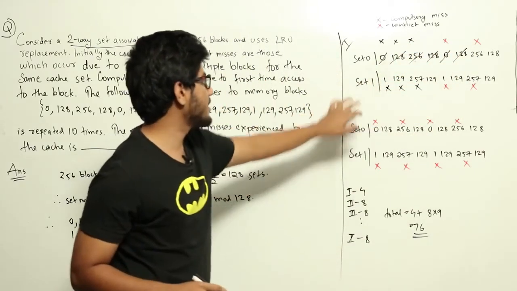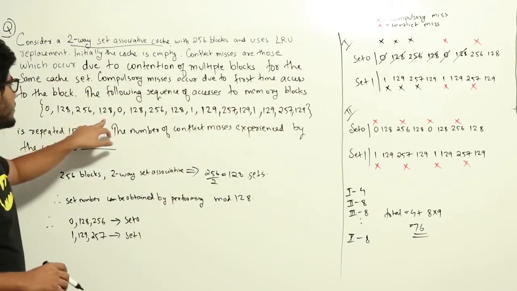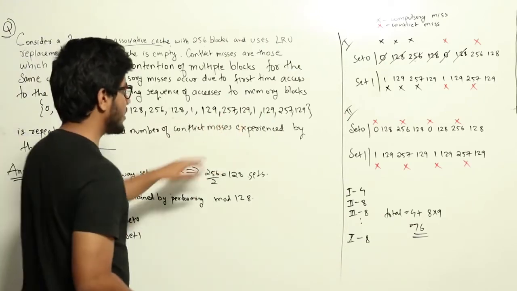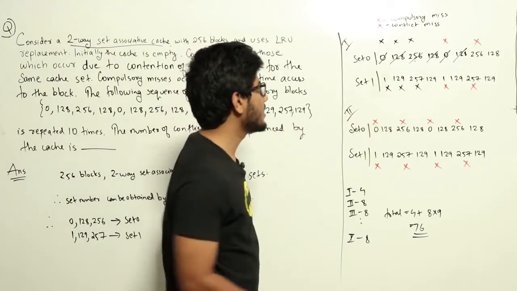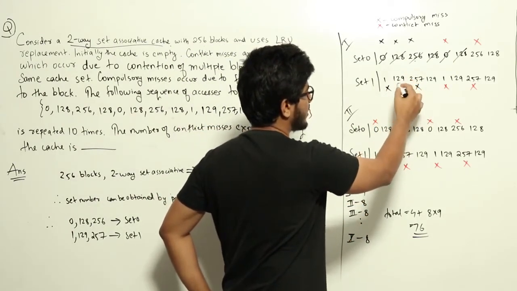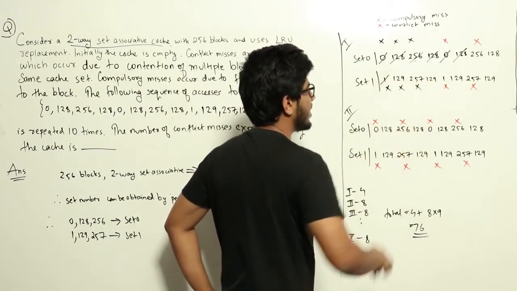Okay, now we'll look at set 1 here. Those 8 accesses written were these 8 here: 1, 2, 3, 4, 5, 6, 7, 8. After that, 1, 129, 257, 129 come into the picture. So 1 goes to set 1. This is the first time we are accessing it, so it's a compulsory miss. After it is 129 that we add to the cache. That's a compulsory miss. 257, that's also a compulsory miss. Now 1 is gone from the cache.